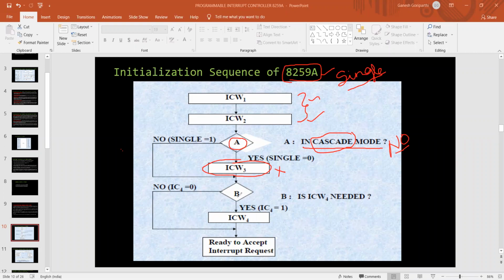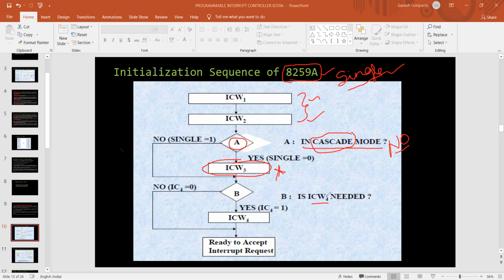And similarly, you have another condition. Whether you require ICW4. That means you are operating in the single mode. I'm not talking about the cascade mode here. You are operating in the single mode. That means a single 8259 is being operated. And in that case, you don't require ICW3. That means initialization command word 3 is not required.